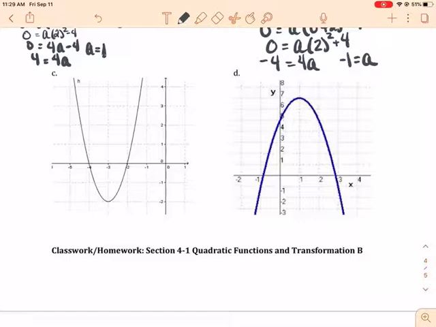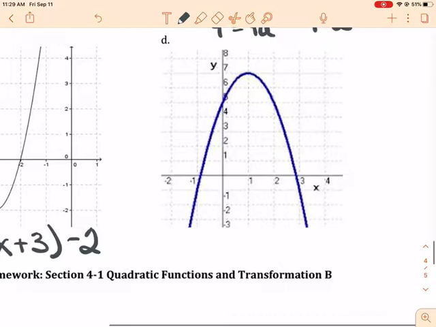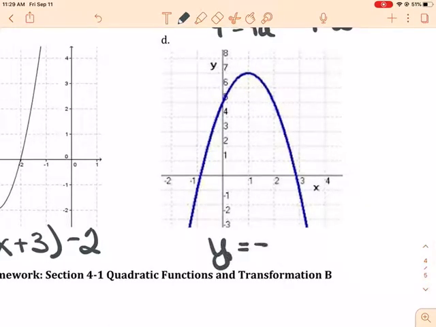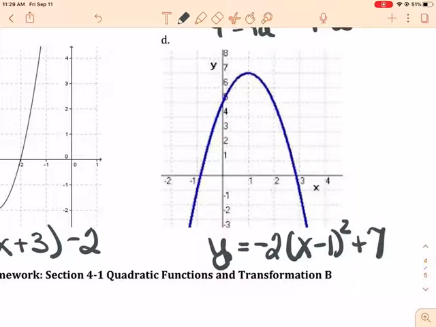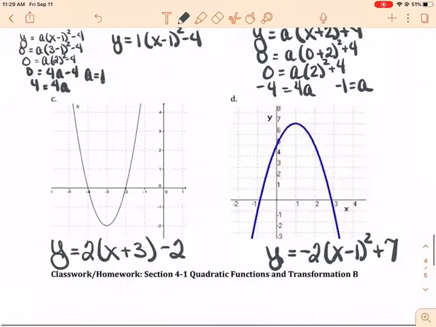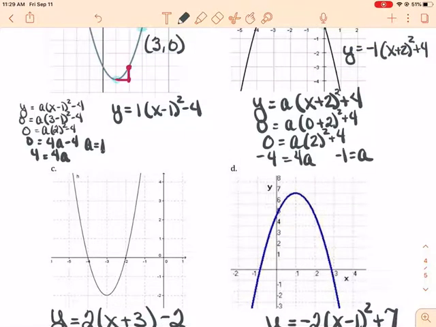All right, so your answer for C here should be y equals 2 times the quantity x plus 3, then minus 2. Okay, so this one should be y equals negative 2 times x minus 1 quantity squared plus 7. Yes, okay. If you have any questions, please let me know, and you can check the answers to the other 2 graphs when we meet again.